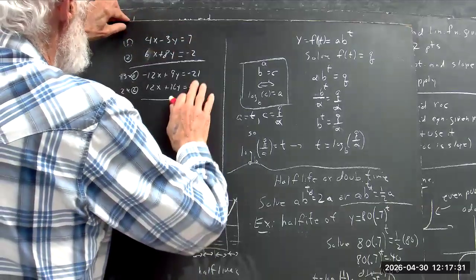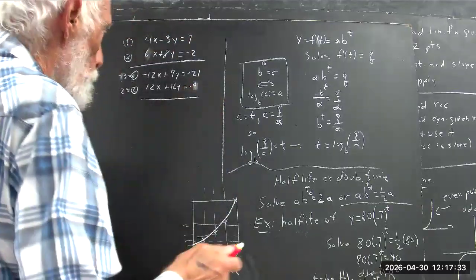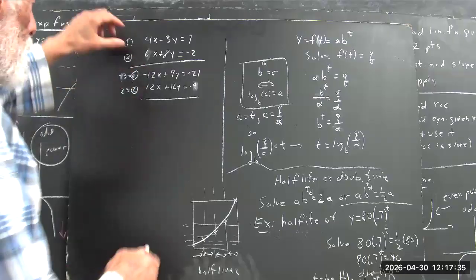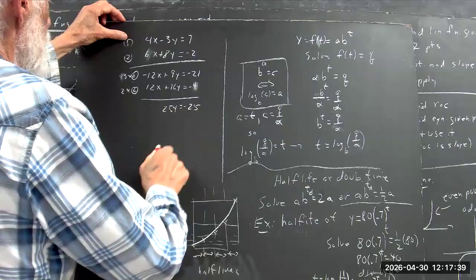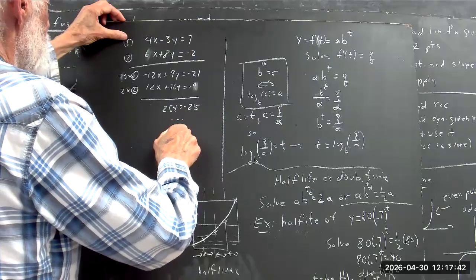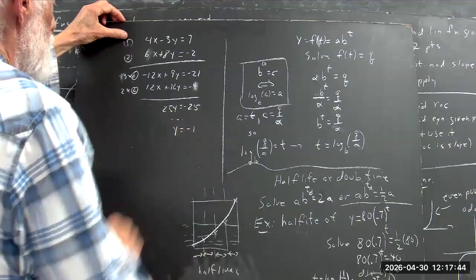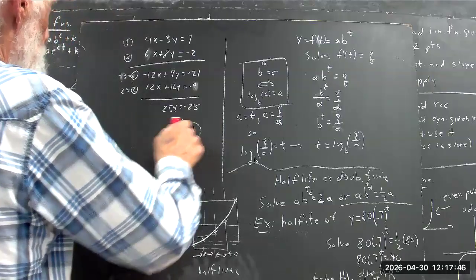2 times -2 is -4. So I should have -4 here. Okay, sorry. I add these up, I get 25y equals -25. Solve that. I'd write out the step. You get y equals -1.